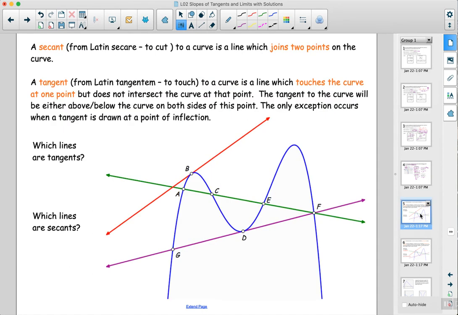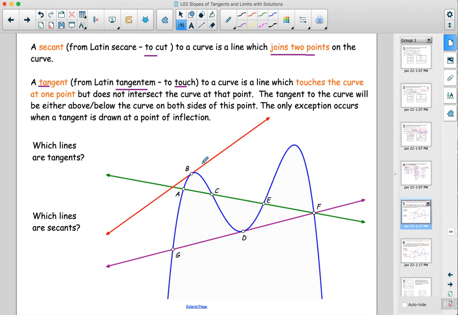All right, some definition-y type things. The word secant comes from the Latin word secare, which means to cut, and it is a line that joins 2 points on a curve. So a secant to a curve will join 2 points on a curve. A tangent comes from the Latin word tangentum, which means to touch. So it is a line that just touches the curve at one point, but it doesn't intersect at that point. Now, with the exception of a stationary point of inflection, the tangent to the curve will be either above or below the curve on both sides of this point. So I'm going to show you.